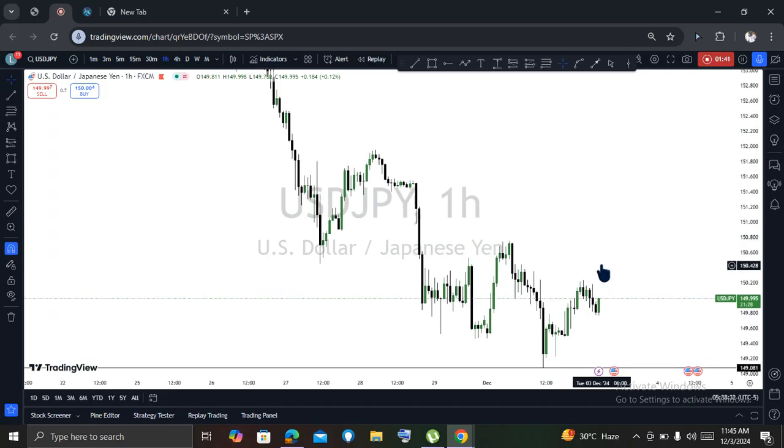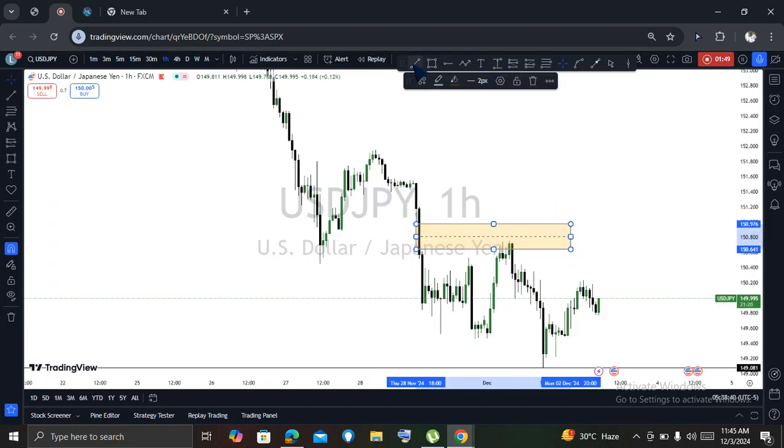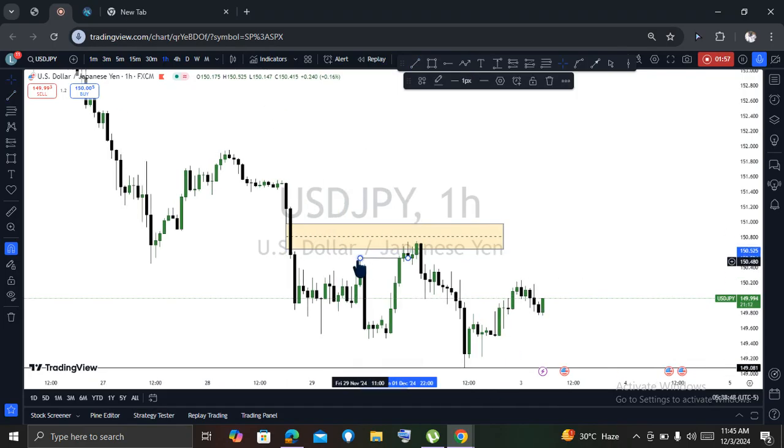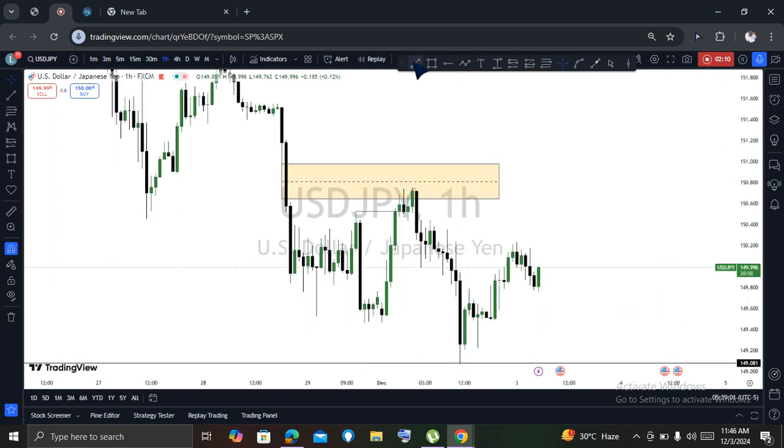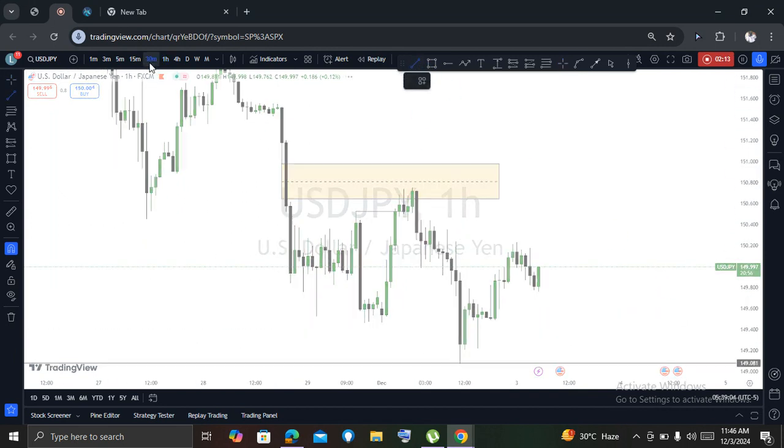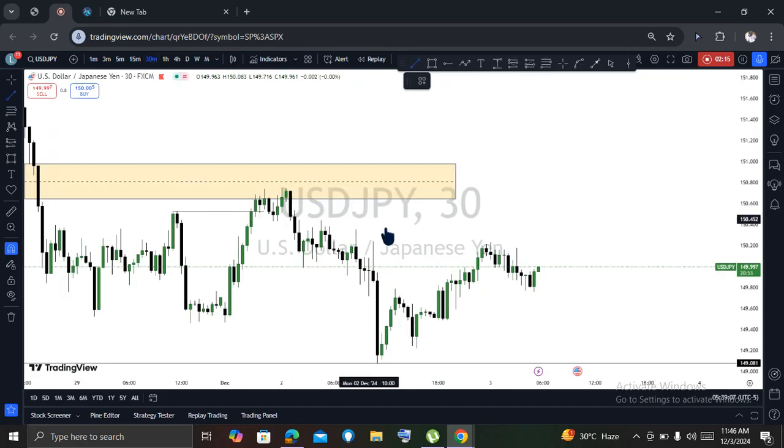So now you could see that it filled this fair value gap here. It took this high over here, this buy side liquidity, and it makes this place a protected high. So let's go to the lower time frame to see more information.